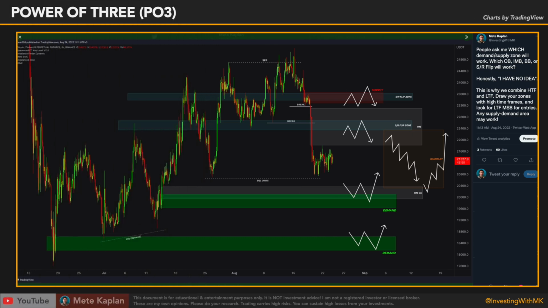Recently, I tweeted this chart determining possible demand and supply areas. I had no idea which one was going to work. This demand area actually worked great and gave us a couple of entry points. Let's zoom in on this area and check what happened there.